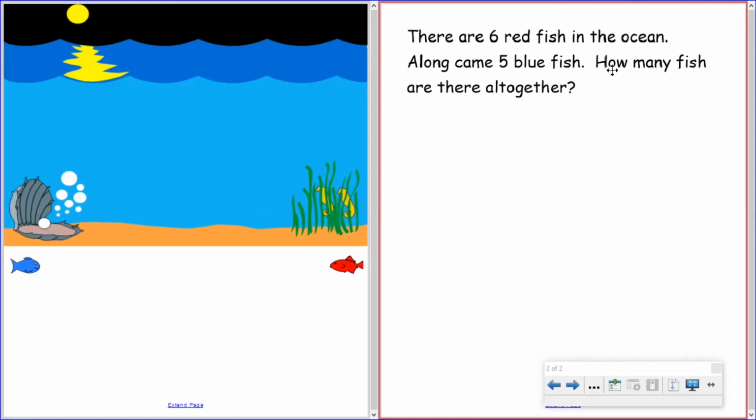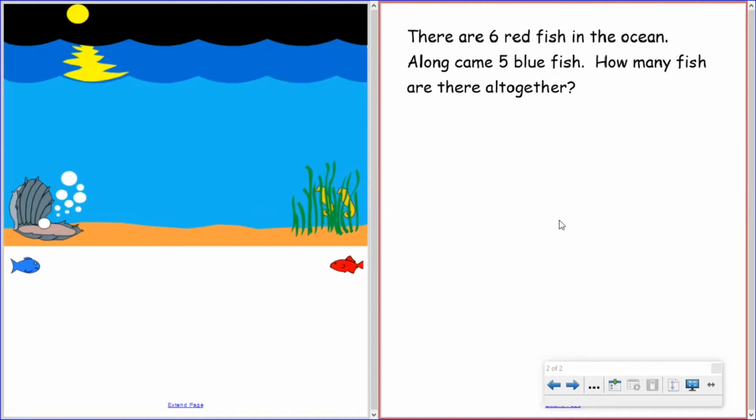The last sentence, I notice that it's a question. I see a question mark at the end of the sentence. So that means I'm going to have to answer it. Let's read the question. How many fish are there all together? The words how many tell me that I'm going to have to count to get an amount. The words all together tell me that I'm going to have to count all of them to find the answer.